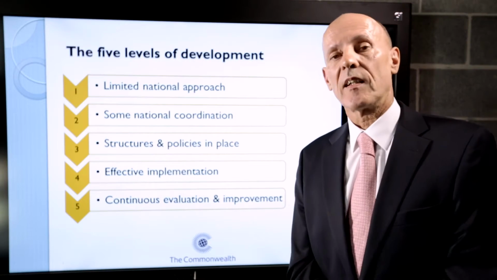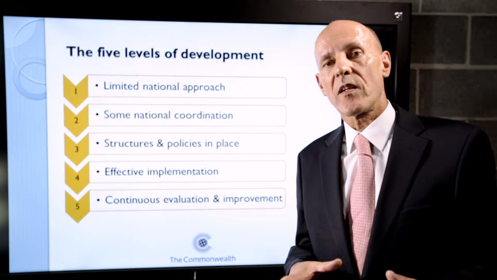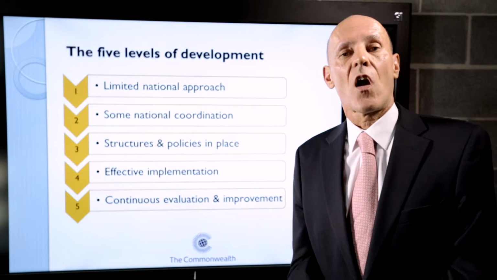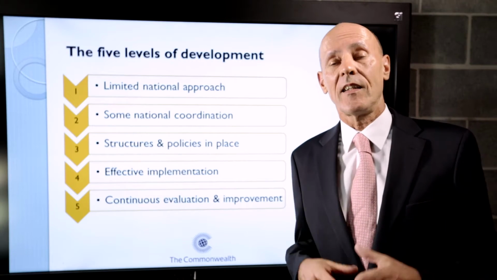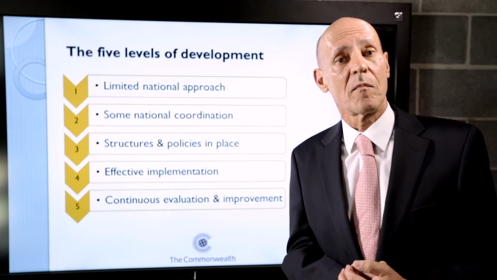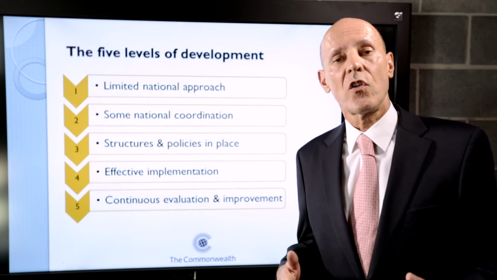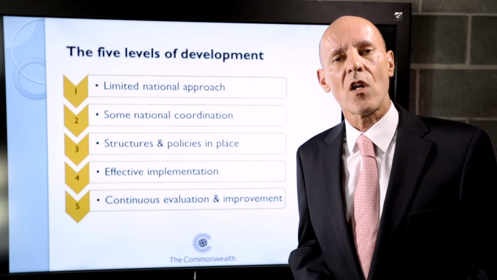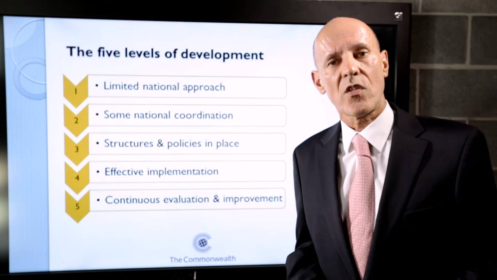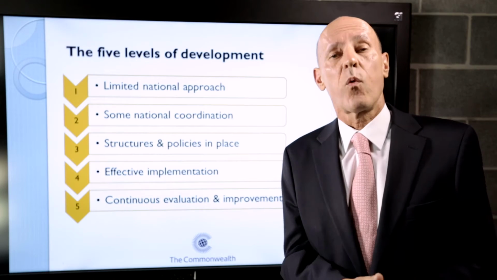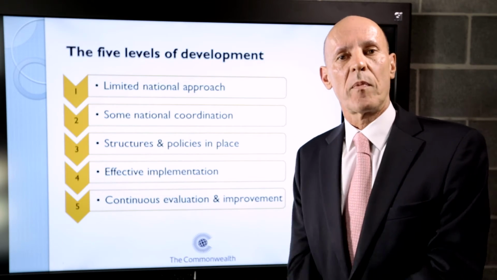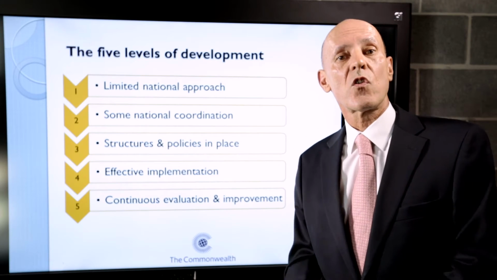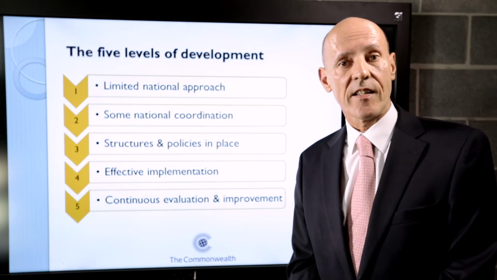The final level, at level 5, is not only is everything working, but there's continuous evaluation and improvement. So people aren't sitting back and thinking, yes, everything's working well, we don't have to do anything more. There is an opportunity on a regular basis, perhaps once every 2 or 3 years, to review the system and to establish and make sure what's working, what's not working, what could be improved. So they're the 5 levels of development which you use to assess where your country is at the moment.